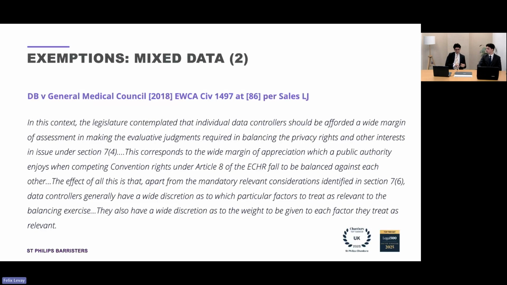You've got to just look at the mandatory requirements, but it's up to you if you want to look at some additional factors, and it's up to you what weight to give them. So perhaps the lesson here is keep a record, or advise a data controller to keep a record, simply so that they can show how they've exercised that discretion and what they've looked at and what weight they've given to things. But there is a wide discretion here.